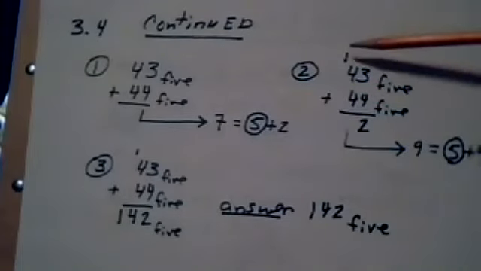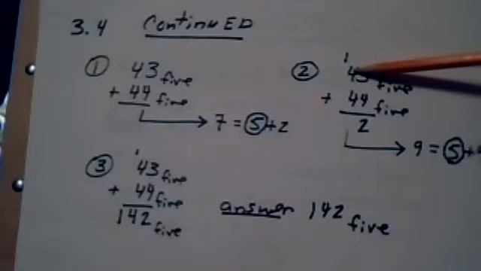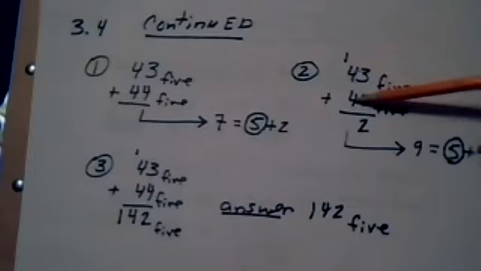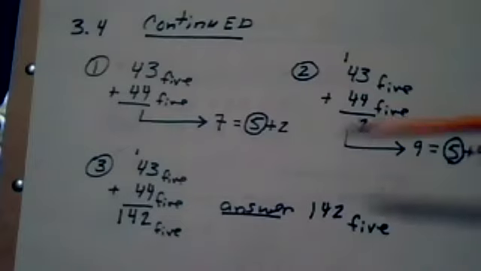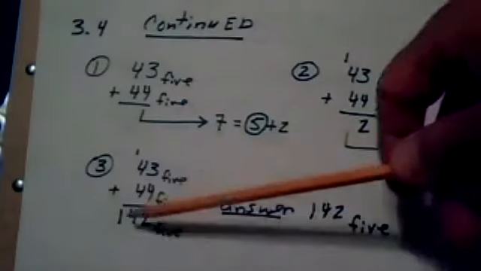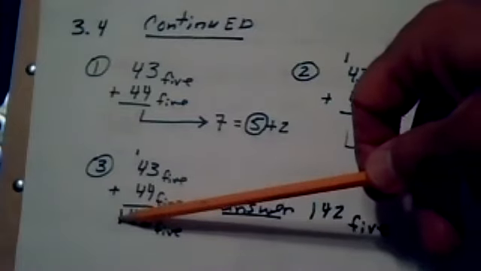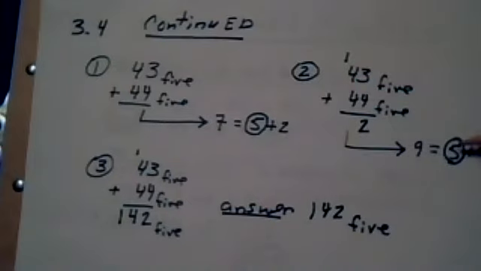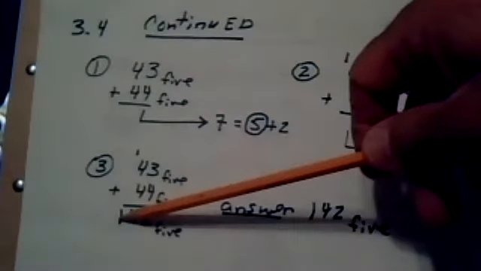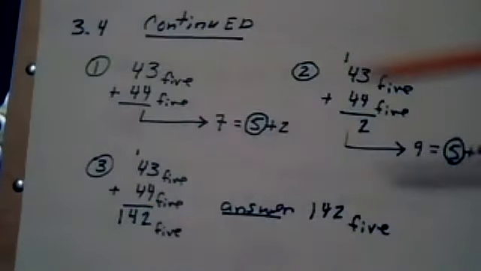Then you continue. 1 plus 4 is 5. 5 plus 4 is 9. Okay, now break the 9 up into groups of 5 and the remainder. The remainder stays behind. And one group of 5 carries over. And there's no more numbers in this column, so this one group of 5 is this one. So the sum is 142 base 5.